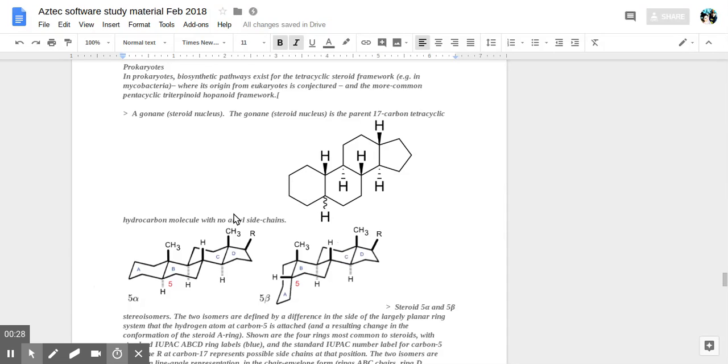In prokaryotes, biosynthetic pathways exist for the tetracyclic steroid framework. For example, in mycobacteria, where its origin from eukaryotes is conjectured, and the more common pentacyclic triterpenoid hopanoid framework. So these are some specifics about steroid molecules.